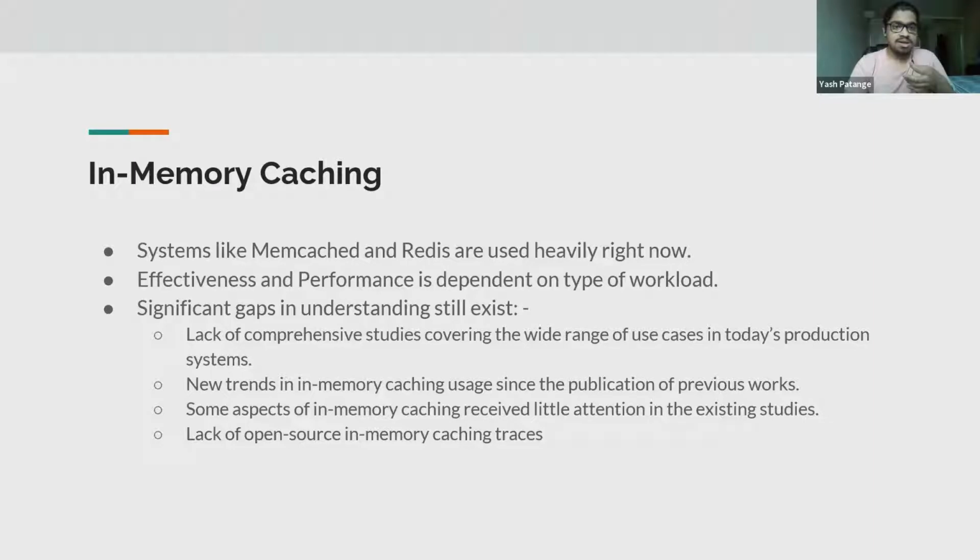These gaps are, first, a lack of comprehensive studies covering the wide range of use cases in today's production systems. Then there are some trends in in-memory caching usage since the publication of previous works. There are also some aspects of in-memory caching which have received little attention in the existing studies. One such aspect is the time to live, TTL, attribute, which this paper explored a lot. And the next is the lack of open source in-memory caching traces.